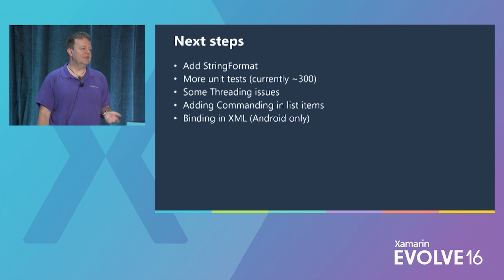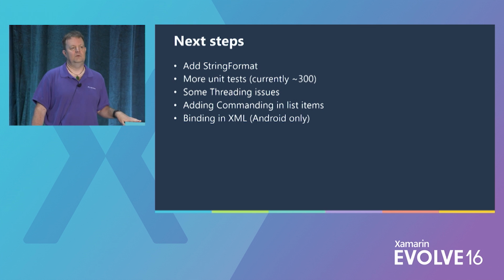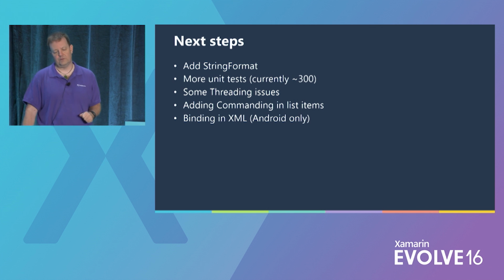I have a few threading issues. At the moment, you should set the binding value on the UI thread. Same limitation as in Windows. And for commands, the same thing. You should execute the command from the UI thread. It's a limitation I would like to remove. And so I'm going to make the code thread safe, but it's a little bit of work. I didn't want to do it just before Evolve.